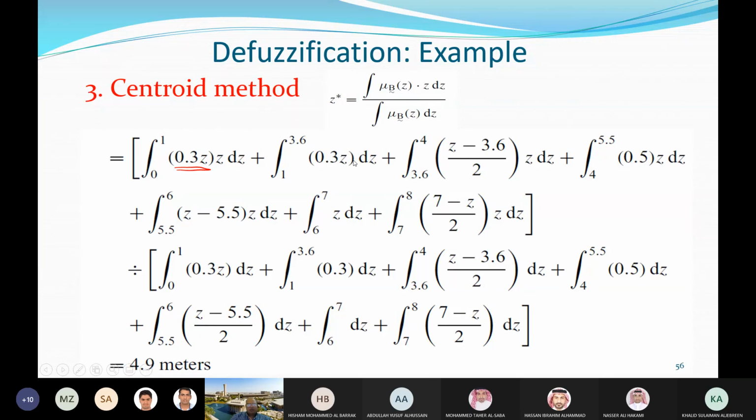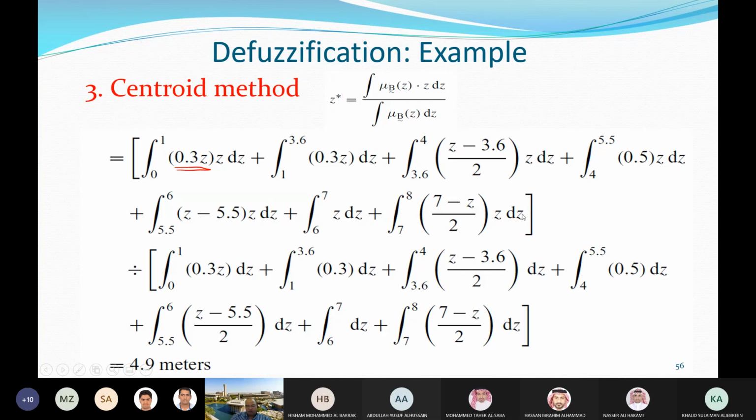Line here is 0.3 multiplied by and so on. Between 0.3 and 4, this is the straight line equation. Between 4 and 5.5, this is the straight line equation, which is the horizontal here in this case. Between 5.5 to 6, this is the straight line equation. Between 6 and 7, the straight line here is 1, constant. So 1 multiplied by z is integration from 6 to 7.